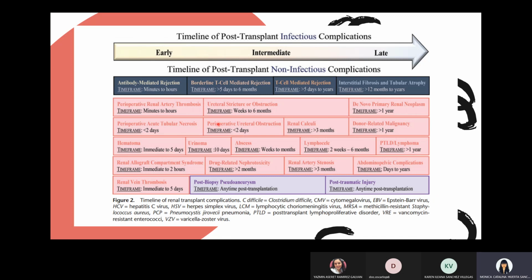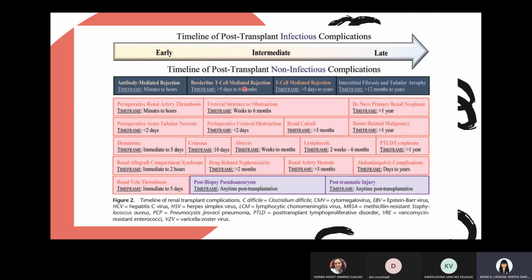Like I said, in the first few days we will have an antibody-mediated rejection, and in the intermediate period we will have a T-cell mediated rejection. Some of our immediate causes of complications can be artery thrombus and acute tubular necrosis, like our patient had. It could be a hematoma, compartment syndrome, and a vein thrombosis.